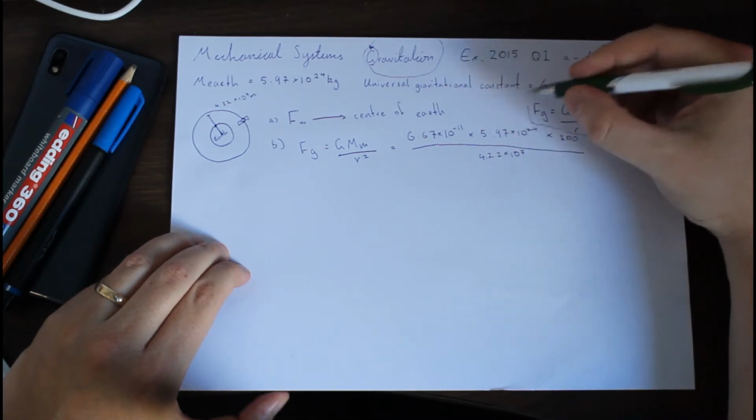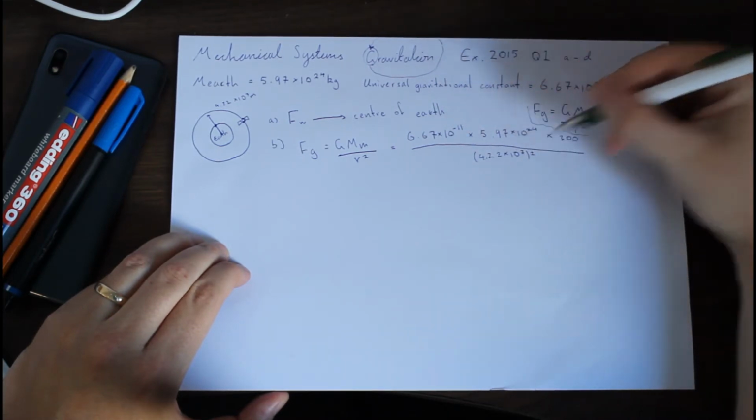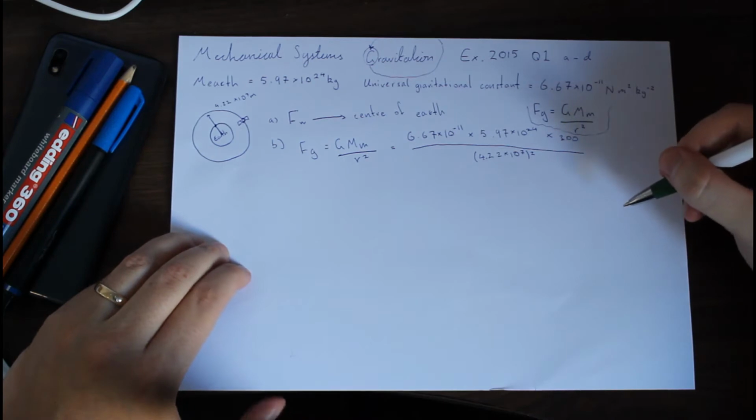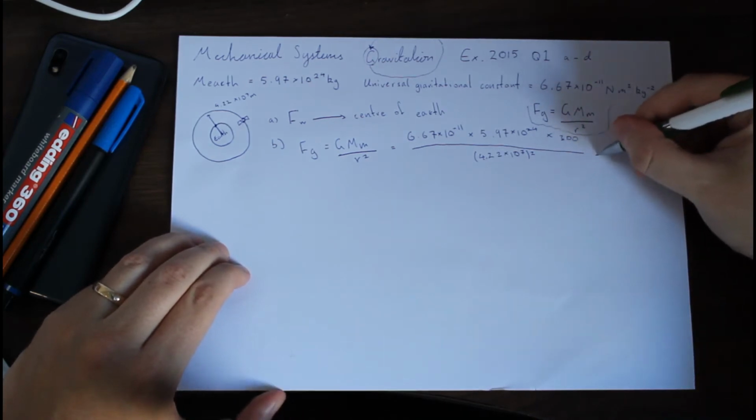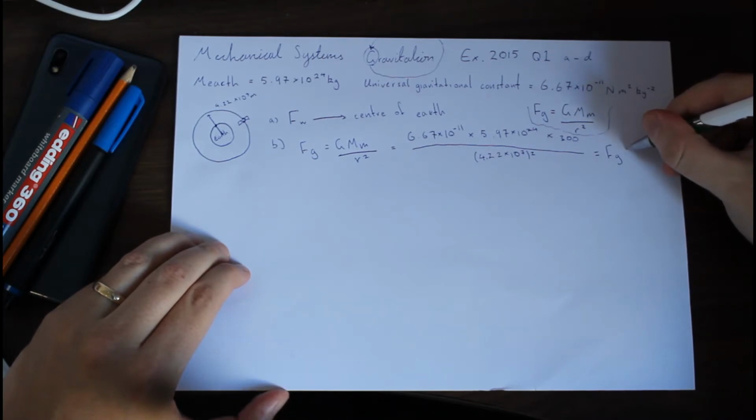Now remember, when you're doing this in a calculator, make sure you use brackets or parentheses, otherwise you can get some syntax error and you'll screw up your answer. And that comes out as Fg equals 67.